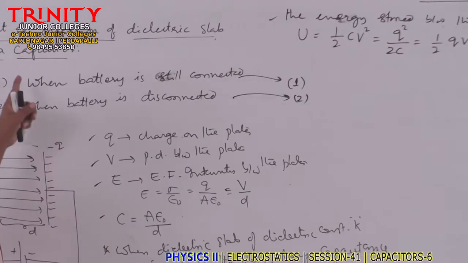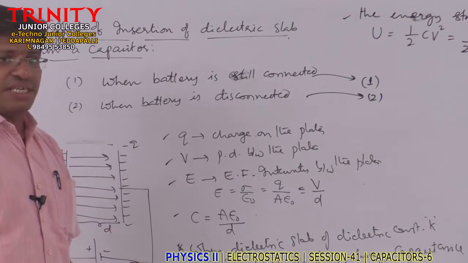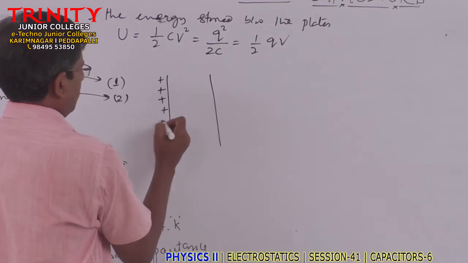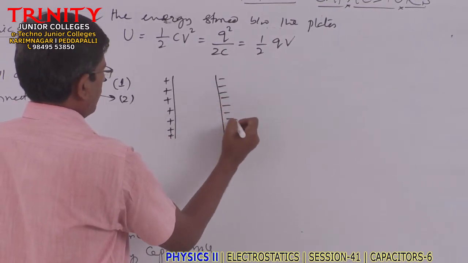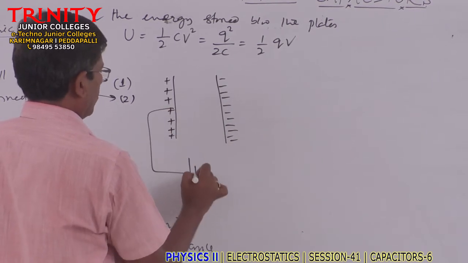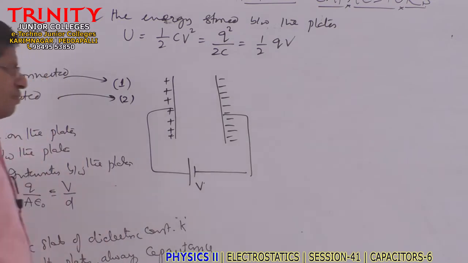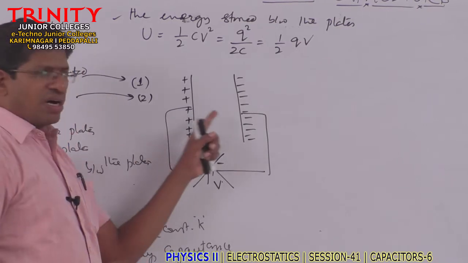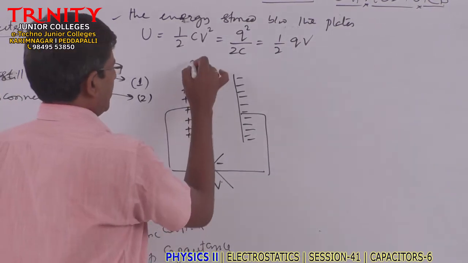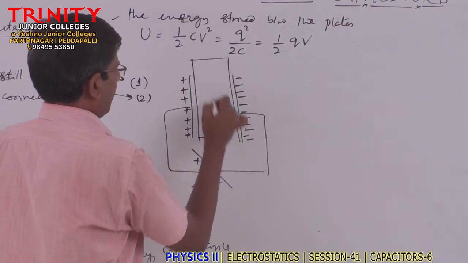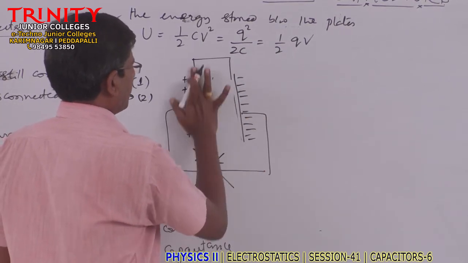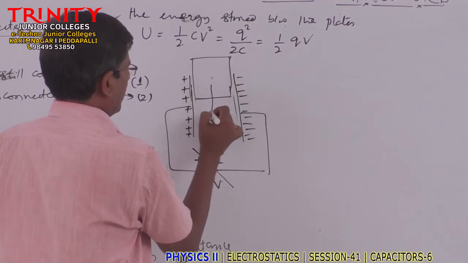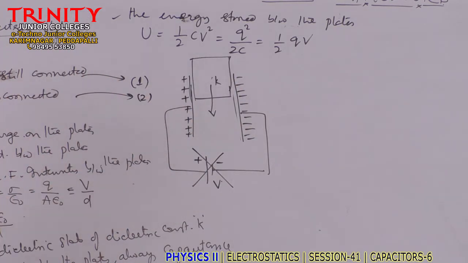The second case is: dielectric slab is inserted and the battery is disconnected. Now, let me explain again. The capacitor is completely charged using a battery. That means it is already charged. Now, after it gets charged, we disconnect the battery and let us insert a dielectric slab. Let us bring a dielectric slab into the region between the two plates. Then let us discuss all the parameters again.